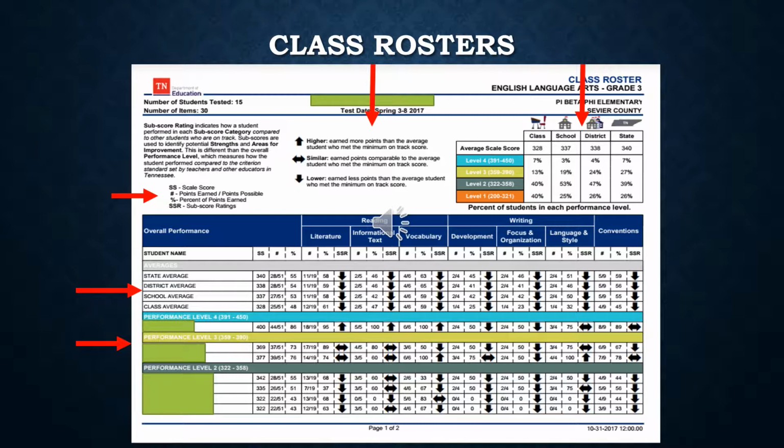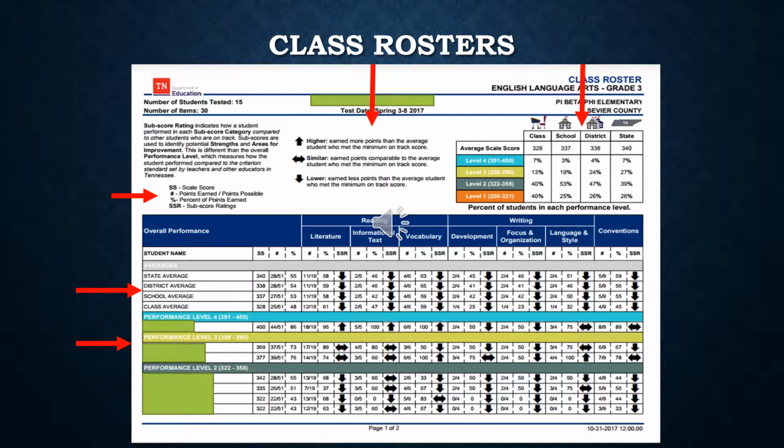The key above the class roster tells us that SS is the scale score. The pound sign tells us the number of questions for each reporting category, as well as how many each student correctly answered. The percent column simply tells us the percentage correct from the number column. And the SSR, or sub-score rating, compares the score of each student in each reporting category against the score of students who met the minimum on-track score.